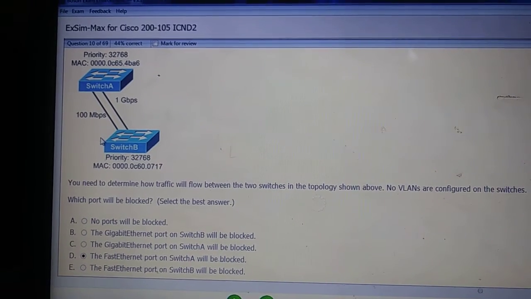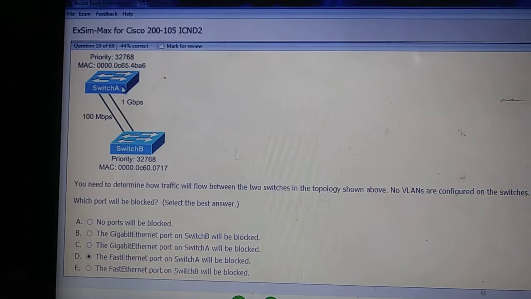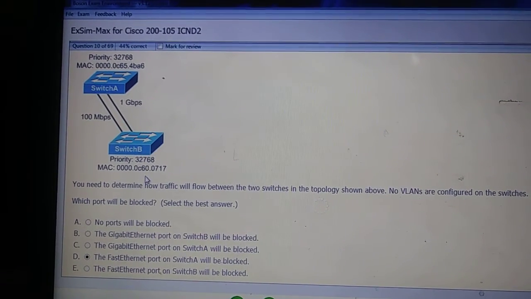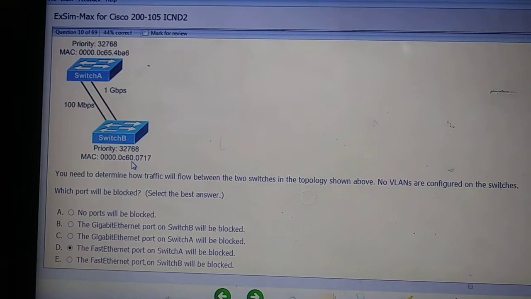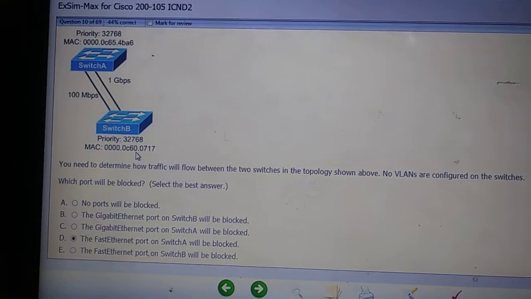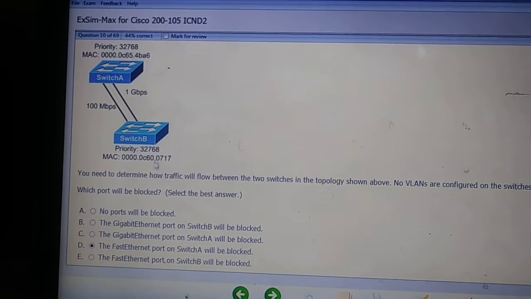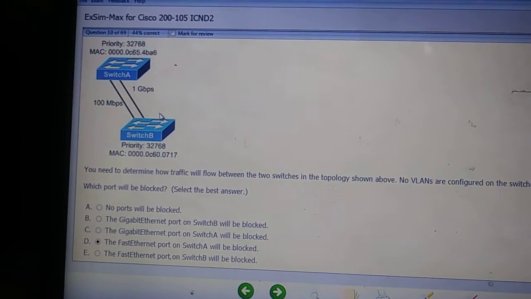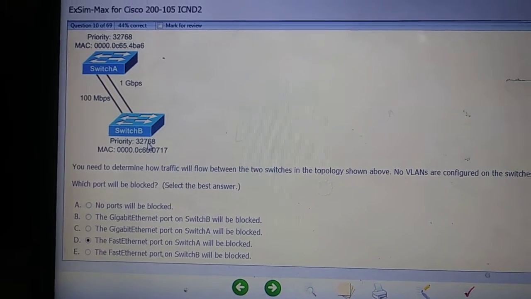These are all zeros. These are all zeros. This is 0C65, and this is 0C60. So this would be the MAC address that is lower than this, because 0 here is lower than 5 here. So with that being said, this is the lowest MAC address, so this is the root bridge.